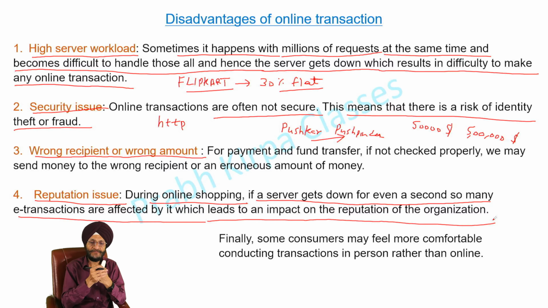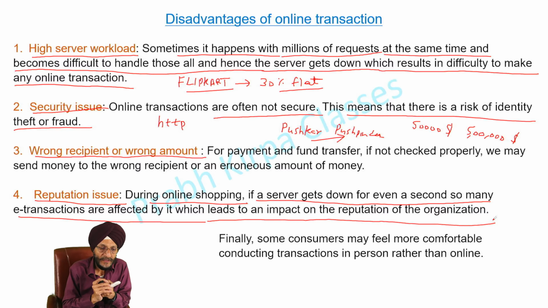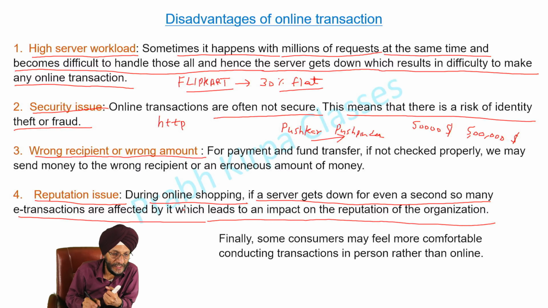headline on news that the server of a particular online site was down for seconds and the public was not able to purchase the products for so many minutes. It creates a reputation issue for the organization. So all the online sites try to maintain their sites in the best possible manner so that such type of problem does not exist on their site.